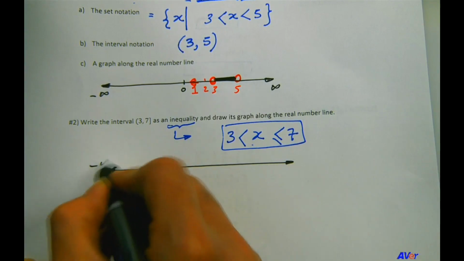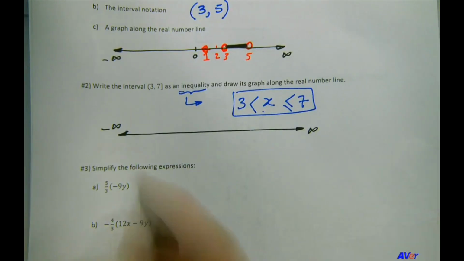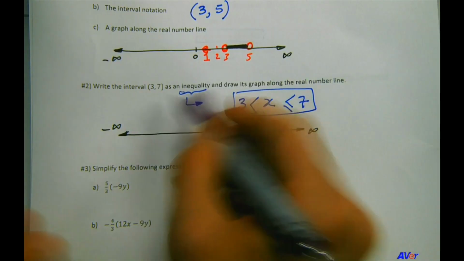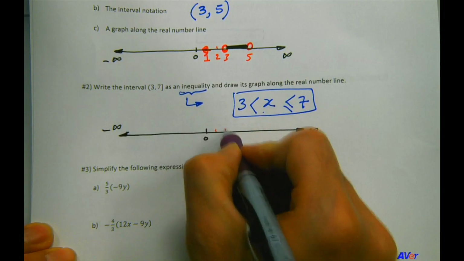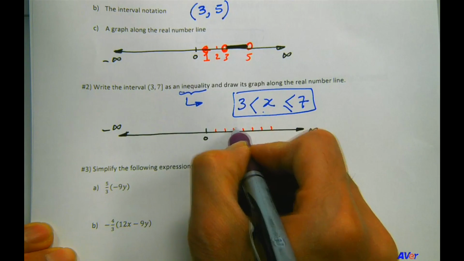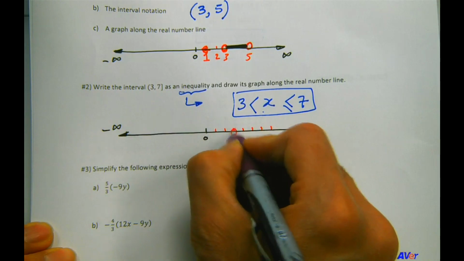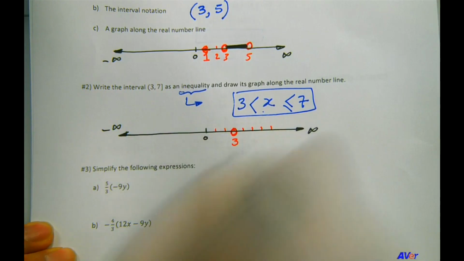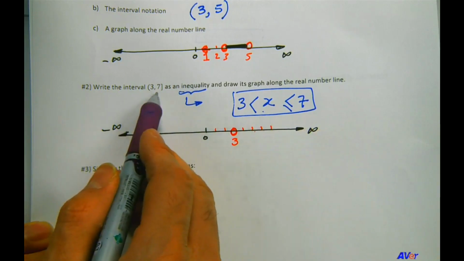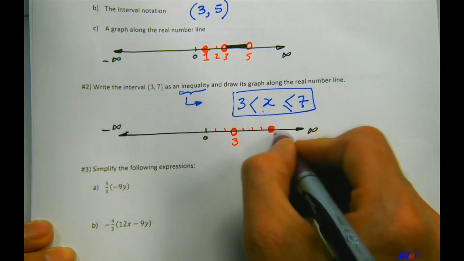Once again, this starts from negative infinity to infinity, and 0 is in the middle here. And so 3 and 7: 1, 2, 3, 4, 5, 6, 7. See, 3 is not included, right, because of the parentheses. So I'm going to put a hollow circle right there. That's 3. But 7, is that included? Yes, because of the bracket. So I'm going to put a filled in circle here.